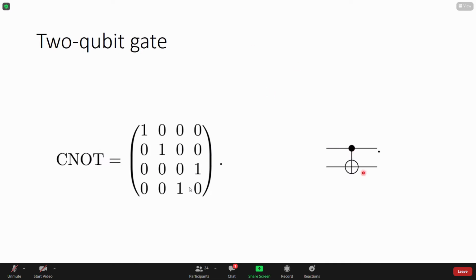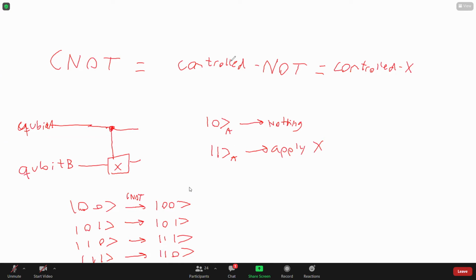Where this just means controlled, and this one really means not. But we can, in principle, control any type of gate. The CNOT is the one that is used the most in most cases, but there's really no limit to it. So you can have your controlled Z gate, for example, and it looks like this.